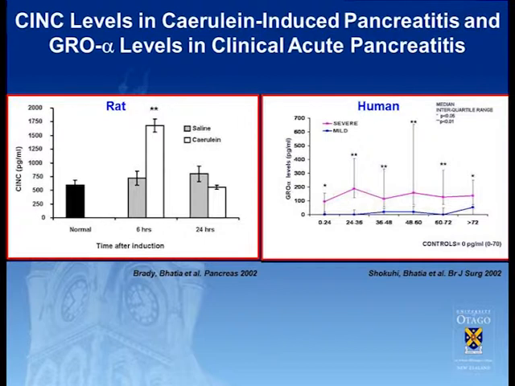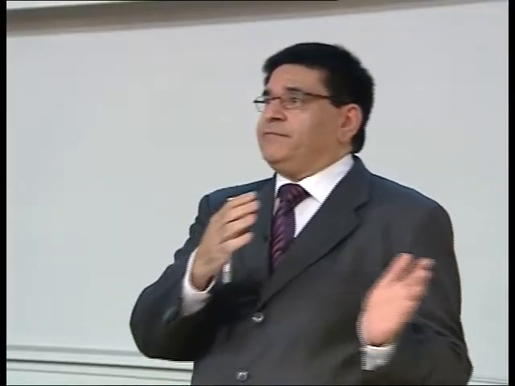When we looked at human patients, we found that in severe acute pancreatitis, there was a significant increase in growth-related oncogene alpha levels. So on one hand, in an experimental model, we see that there is an increase in zinc levels. The human homologue of that, GRO alpha, is increased in human patients. So yes, it's possible to translate this research.